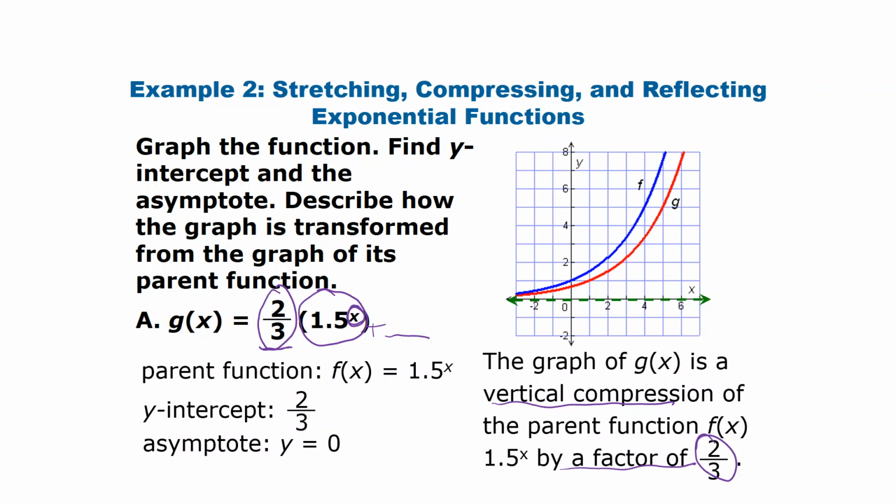So how do we find the y-intercept? Remember, to find the y-intercept, you ask the question, what is y when x is 0? 1.5 to the 0 power is 1, and 1 times 2/3 is 2/3. So our y-intercept is 2/3. When x is 0, y is 2/3, so our new graph is going to have the y-intercept right there.